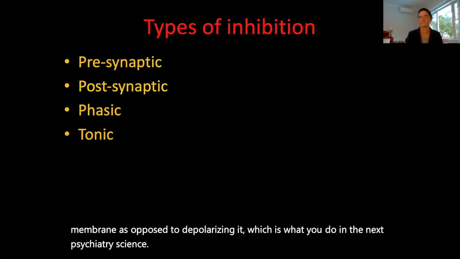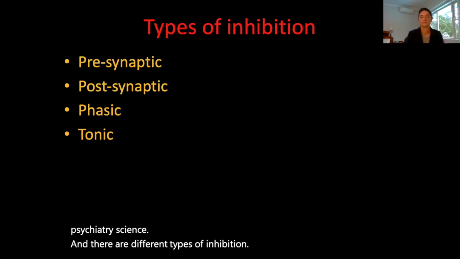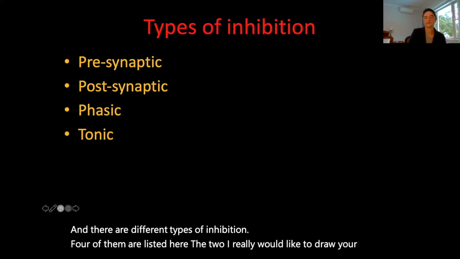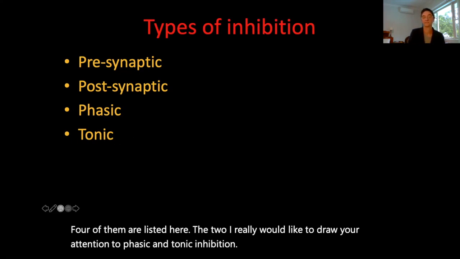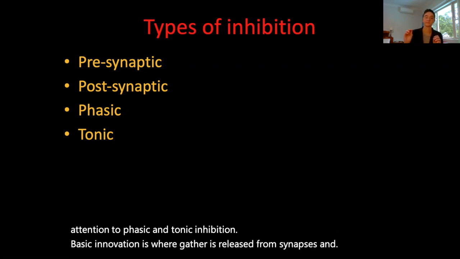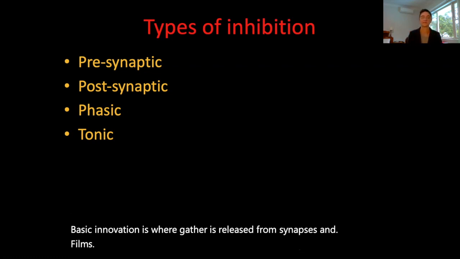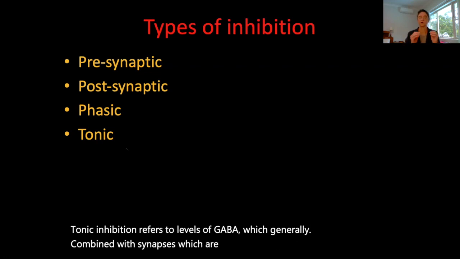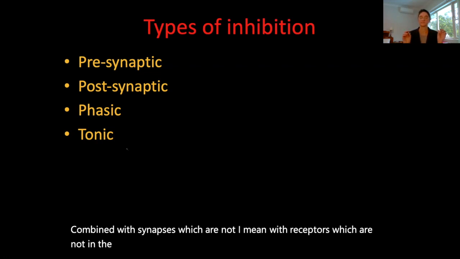And there are different types of inhibition. Four of them are listed here. The two I really would like to draw your attention to are phasic and tonic inhibition. Phasic inhibition is where GABA is released from synapses and modulates the local synaptic activity. Tonic inhibition refers to levels of GABA which generally combine with receptors which are not in the synapse, but which are extrasynaptic and which tend to control overall brain activity in the area.